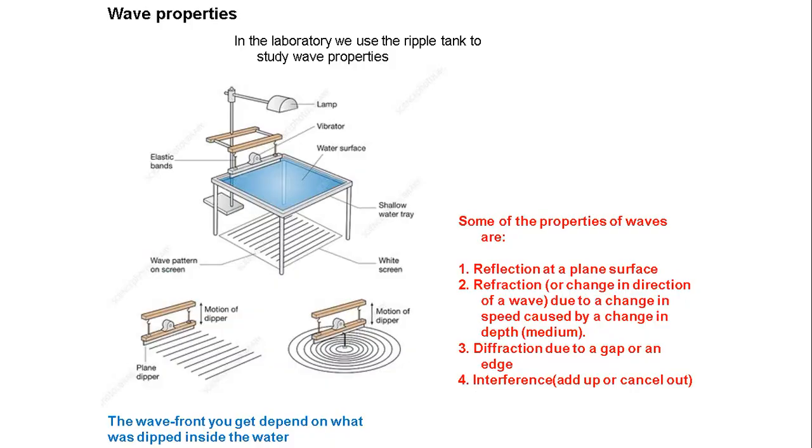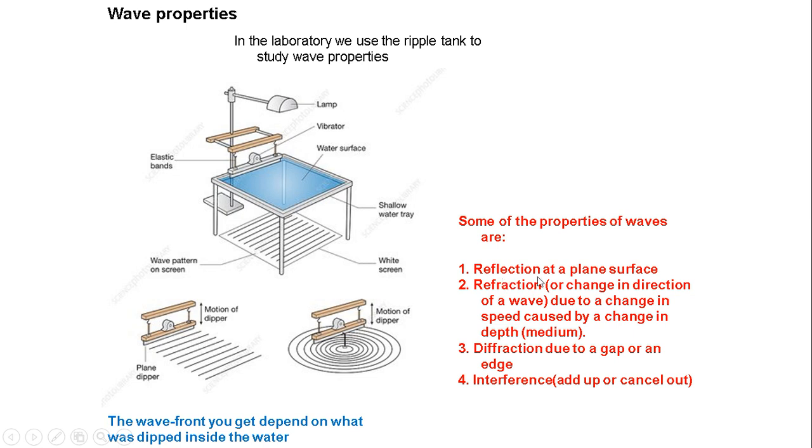So let's not waste our time on this. We've already done that. Now, wave properties. A wave property is what is common to all waves: light wave, sound wave, water wave, P wave, S wave. It's a property that is common to them. One of the properties is reflection.